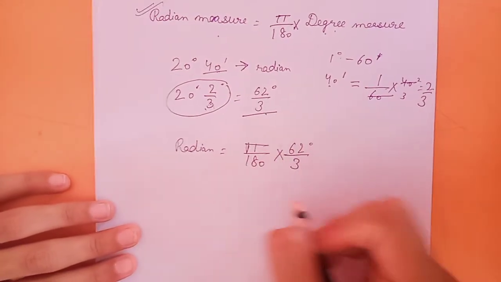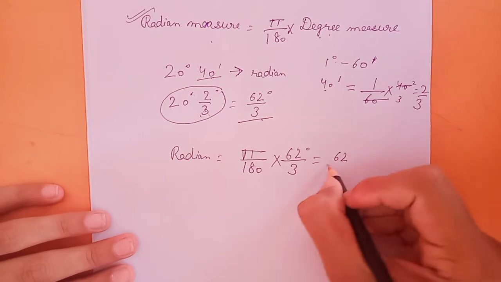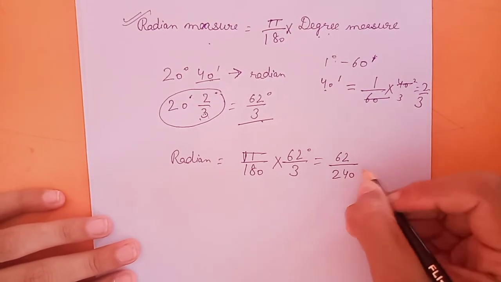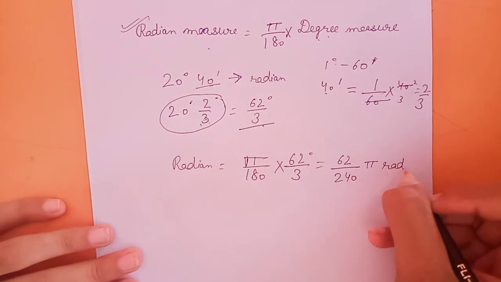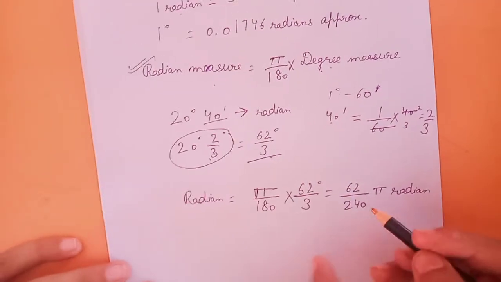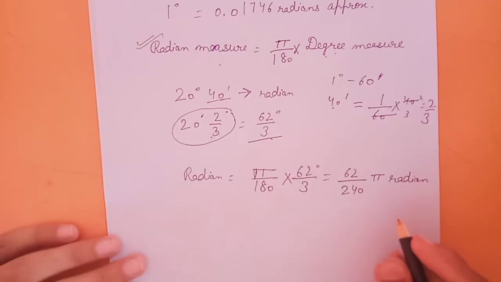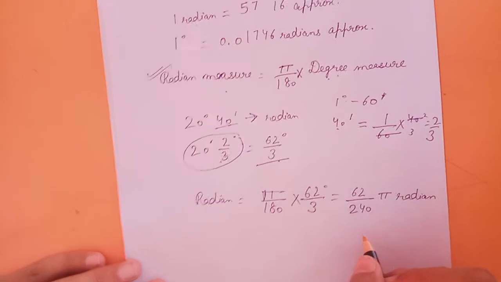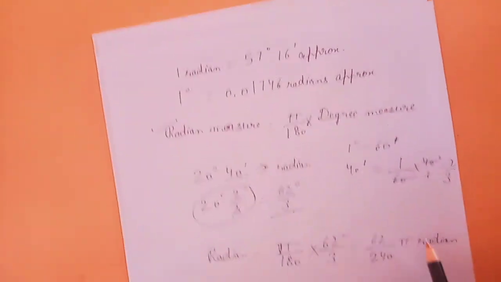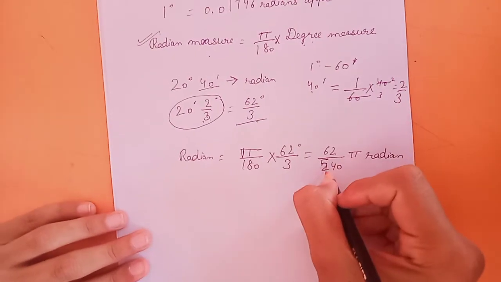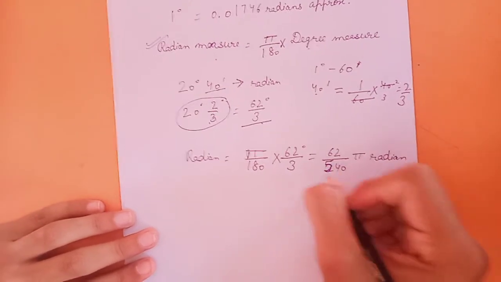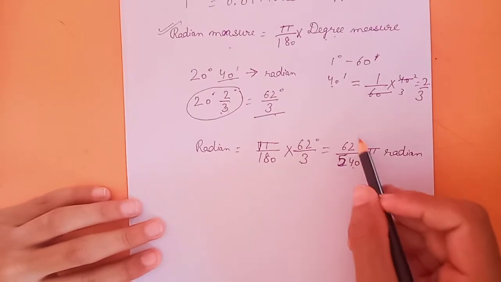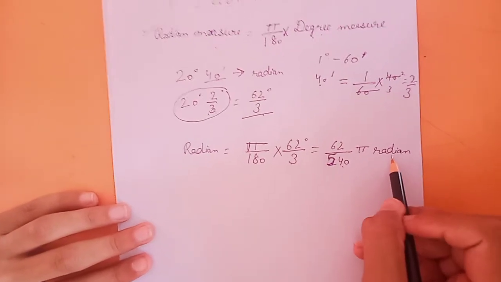So we will solve the rest, then it will be 62 by 180 into 3, which is 62 pi by 540. If you want to solve it more, you can cancel the common factor. 180 into 3 is 540. So this will be our measure in radians.